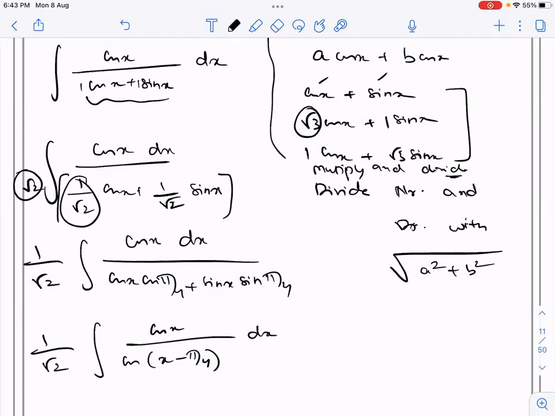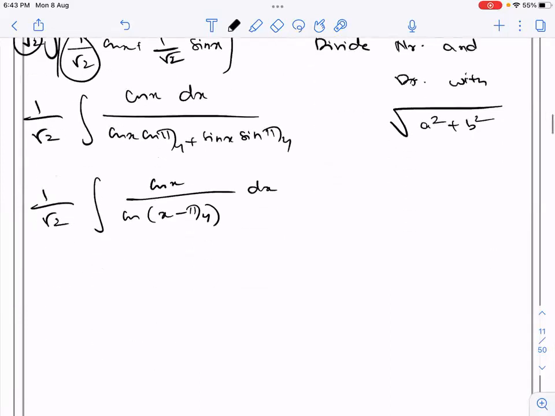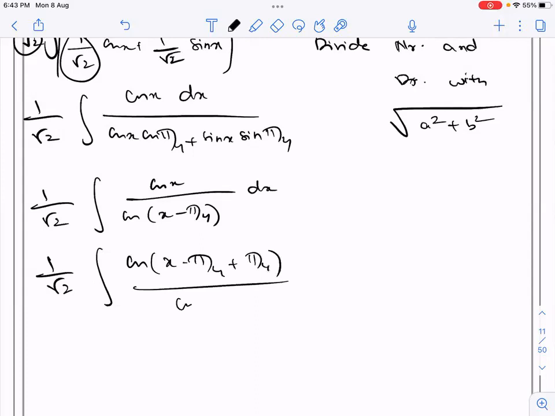So it will become 1 by root 2 into integral of cos of x minus pi by 4 plus pi by 4 divided by cos of x minus pi by 4 dx. So this part I can take as A, this I will take as B. Can I do that? So cos of A plus B, now apply the formula, certain things will get cancelled and then solve it. I'll give you 2 minutes for it, do it.